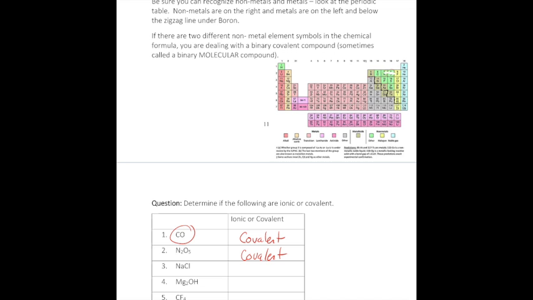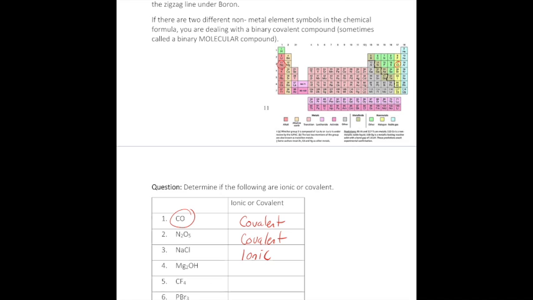Let's consider sodium and chlorine. Sodium's over here and chlorine's over here. Sodium counts as being under the staircase, or to the left of the staircase. So that makes it ionic. And we covered it in our last lesson, so hopefully that also helps.